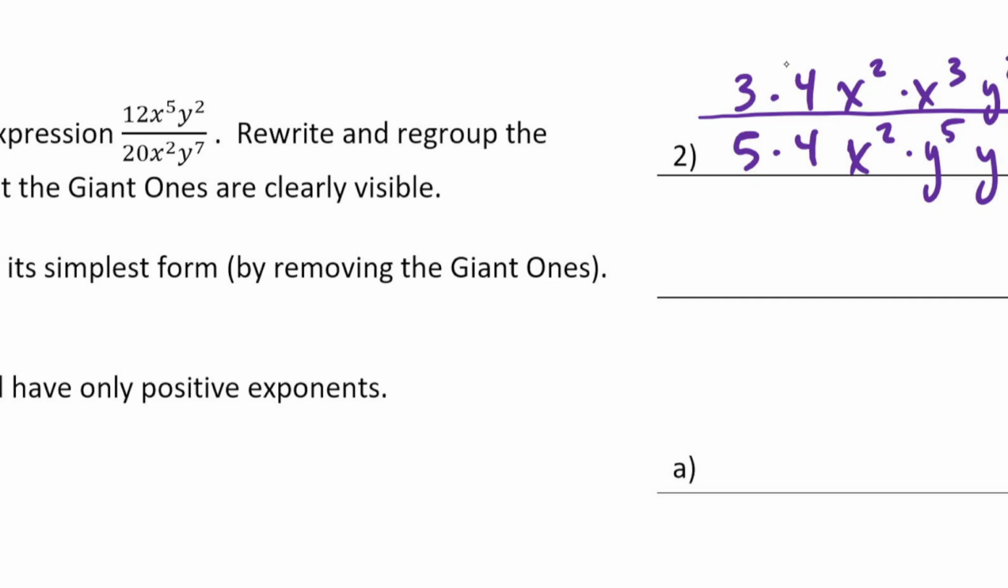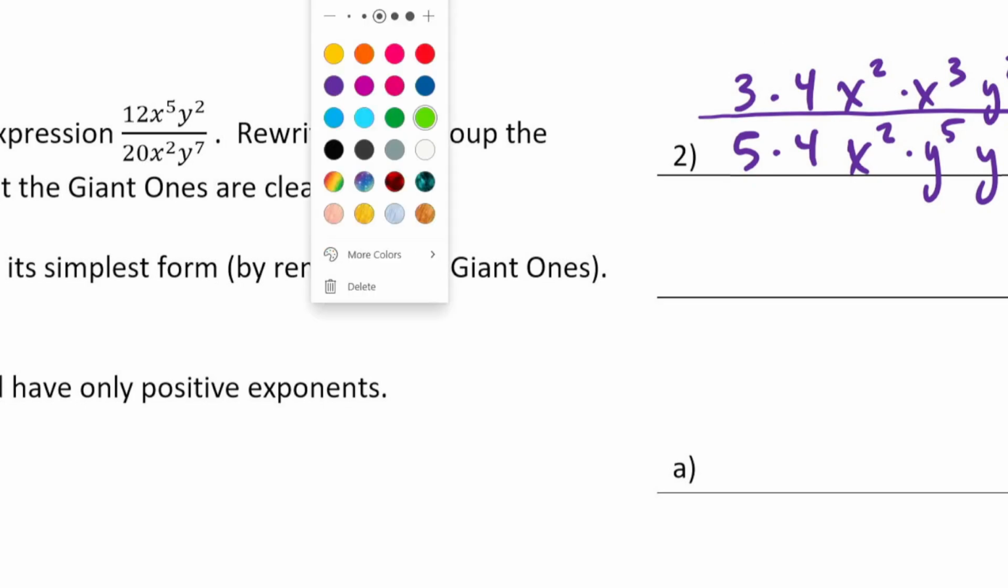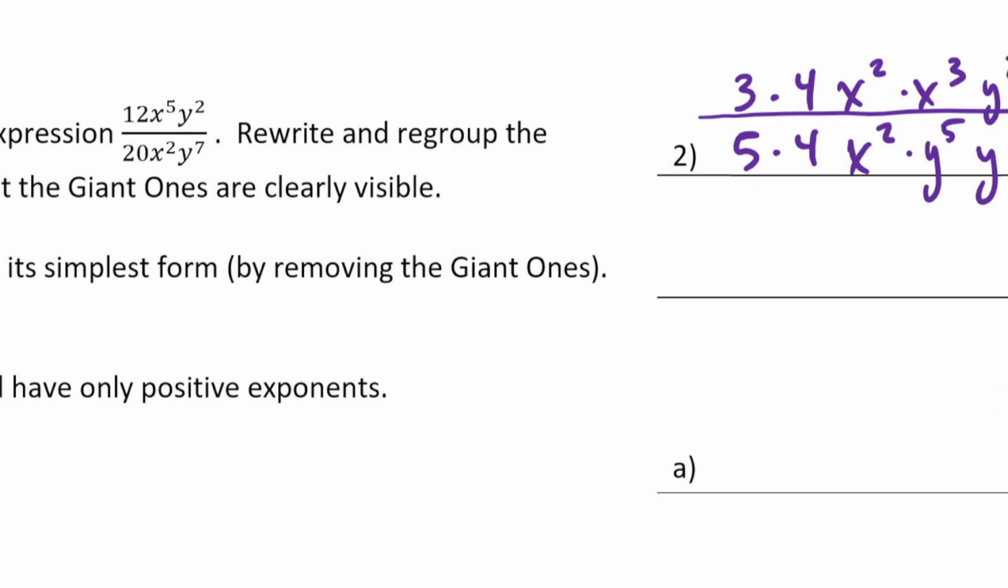I've got a 4. That's too wide. Let me make this skinnier than that. I'm sorry. So if I look at my numbers, I have a common factor of 4, so that's one giant 1. Also a common factor of x squared over x squared. And then finally, I see that there is a y squared over y squared. So this is me rewriting it so that I can clearly see all the giant 1s.